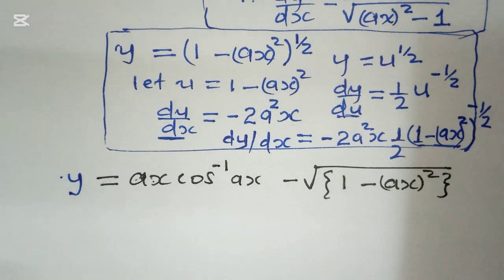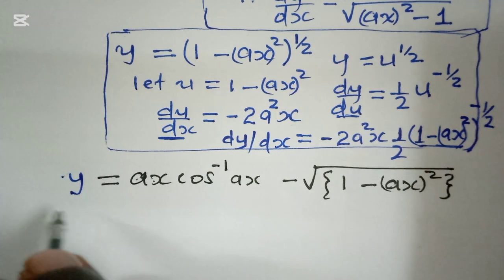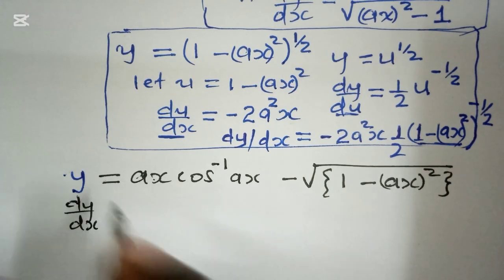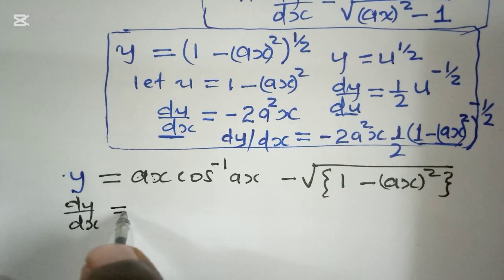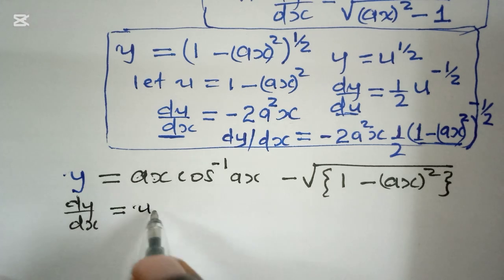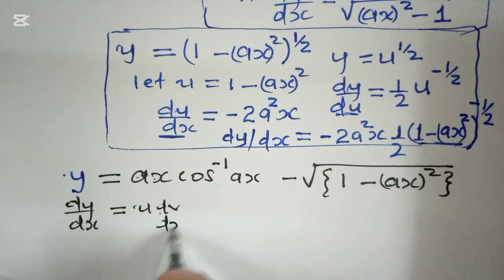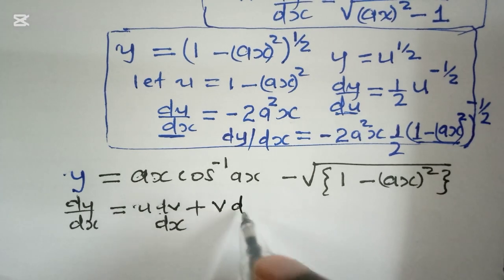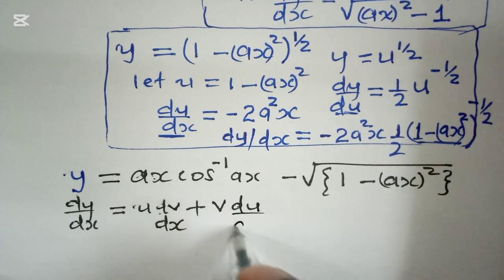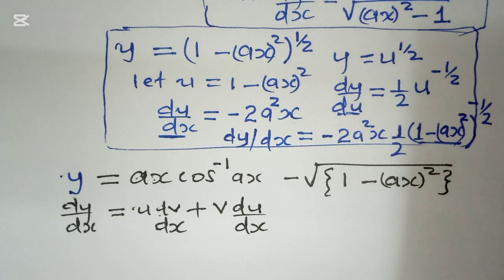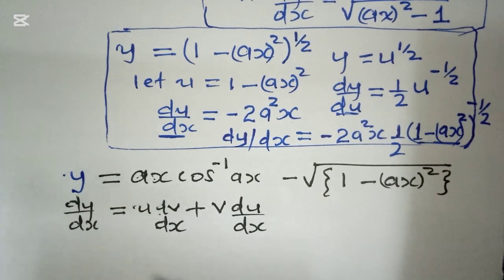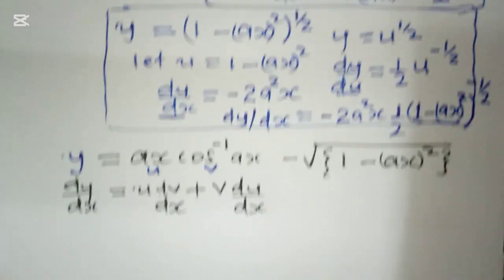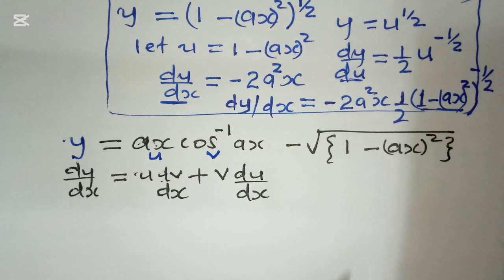And so therefore I'll say dy over dx is equal to u dv over dx plus v du over dx. So guys, let me say that this one I call u, and I call this one v. So guys, I can now start off doing the question.